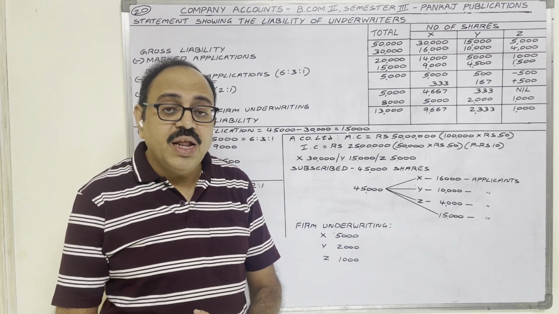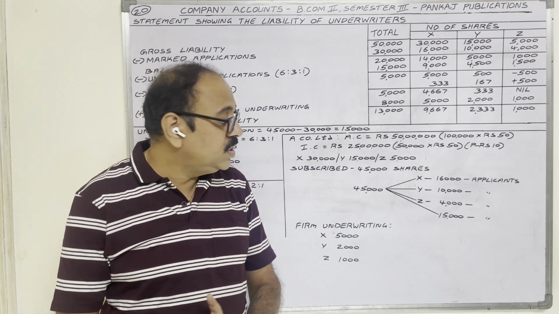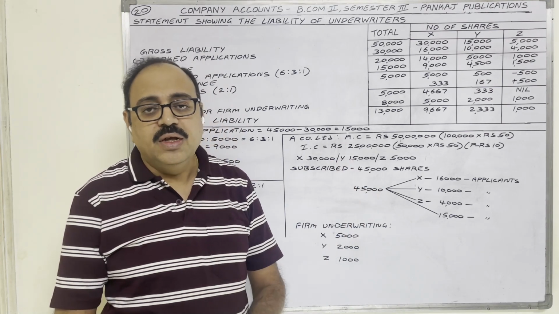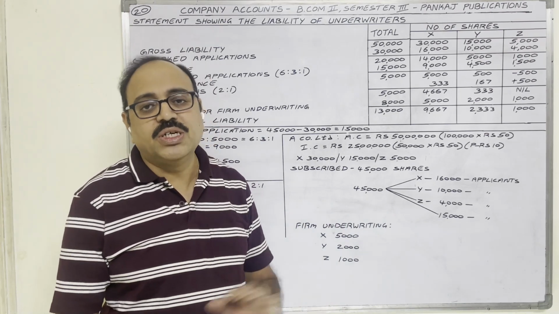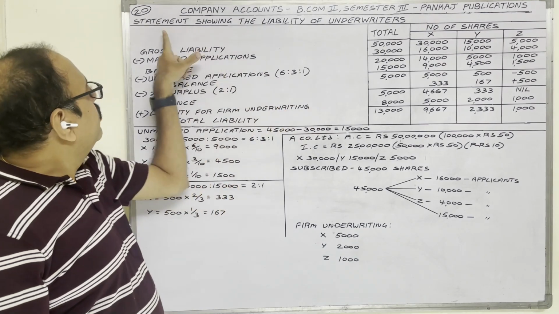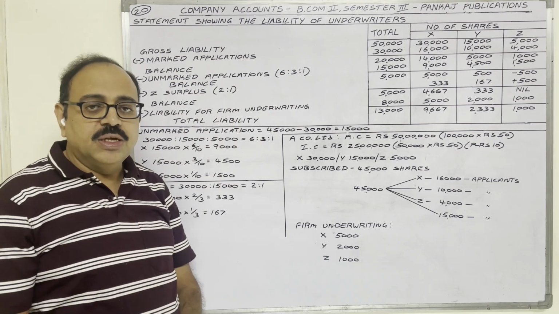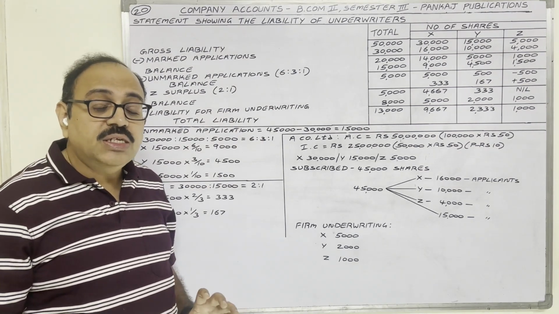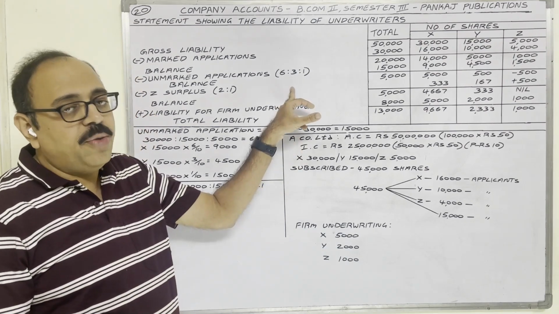And in the question, what is finally asked to calculate? The number of shares to be purchased by X, Y and Z, which is nothing but the underwriters' liability. This is the question. Let us see the solution. The table heading is Statement showing the liability of underwriters, meaning finally how many shares the underwriters have to buy. We are going to calculate that in this tabular form.